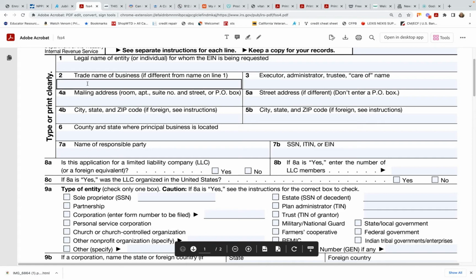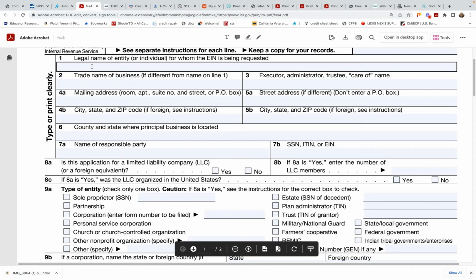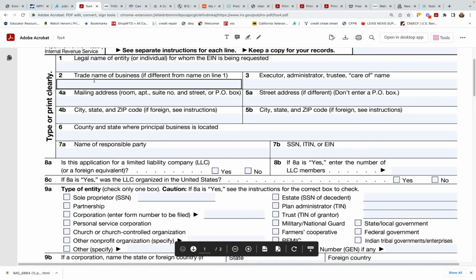Line 2, trade name of business. This is also called the fictitious name, the doing business as name, if you are operating under a different name. If you guys watch my other videos, you will see I use the example of Walmart. It's called Super Walmart, Walmart Supercenter, Neighborhood Walmart, and Sam's Club. That would be the trade name because the actual legal name is Walmart Corporation. Okay, so it is different. These line 1 and line 2 are different. So if you see trade name on the online application, it is simply asking you what is the fictitious name or the doing business as name.